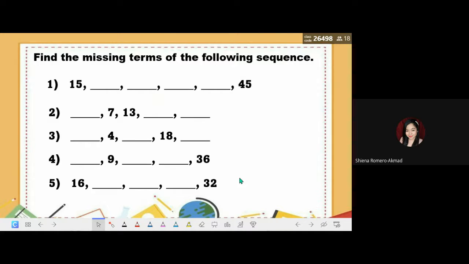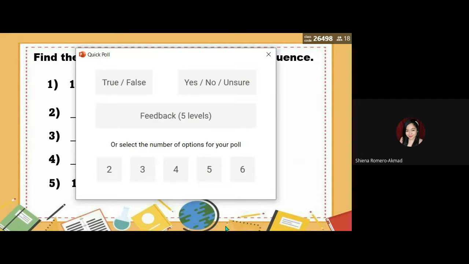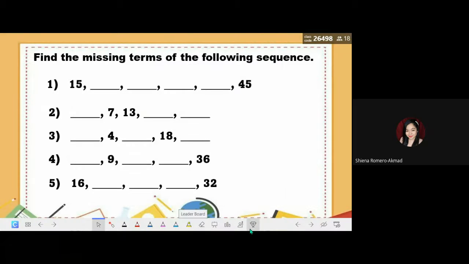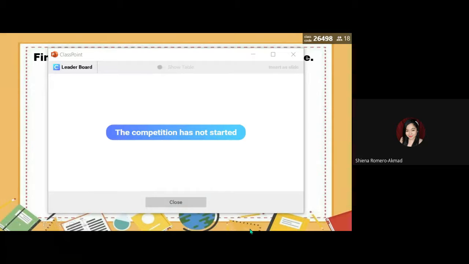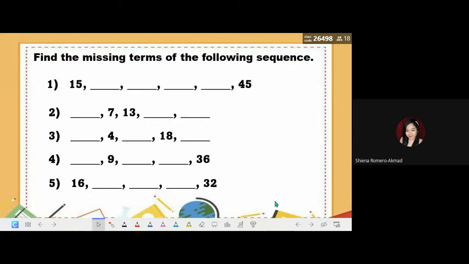Ayan. So, ano ba gagawin natin? Ay, wag na nga lang. Sa ano na lang natin? Dito sa ating chat box, sa chat box na lang, or sa in-call messages pala.